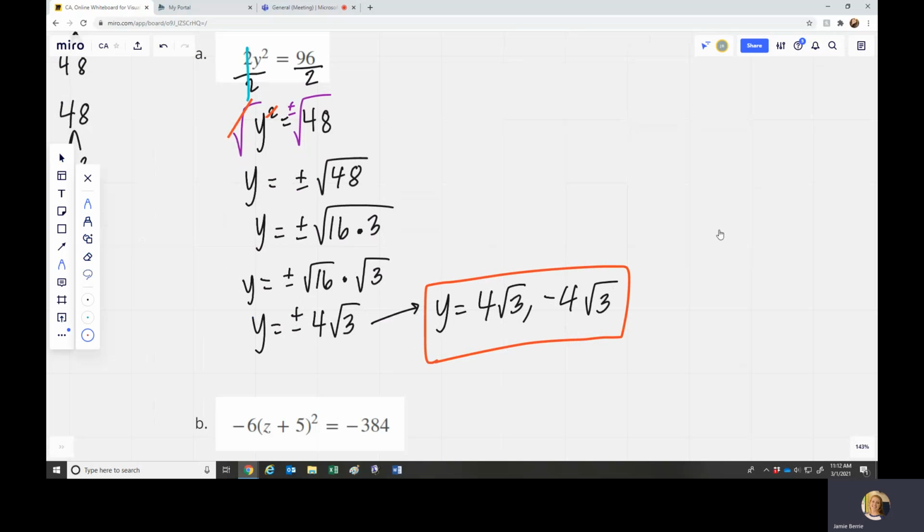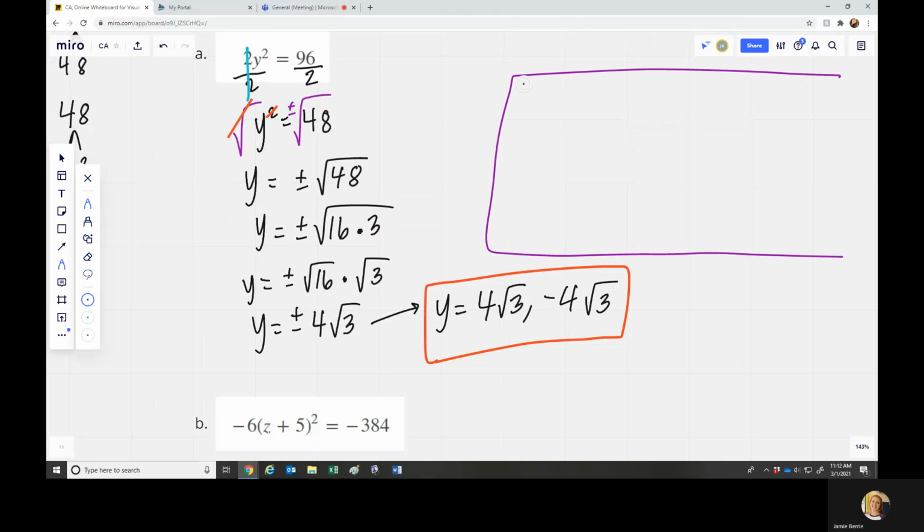All right, now let me explain the plus or minus. It's easier to explain if you look at a perfect square. So let's go over here to the side. This is kind of like just an aside here. So we'll say y plus or minus.